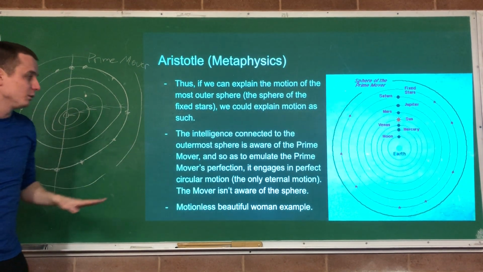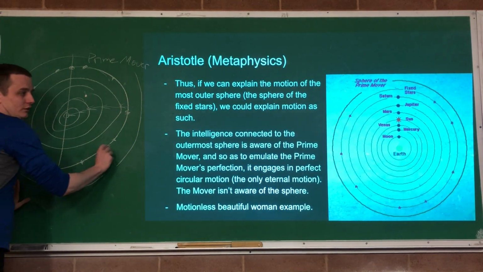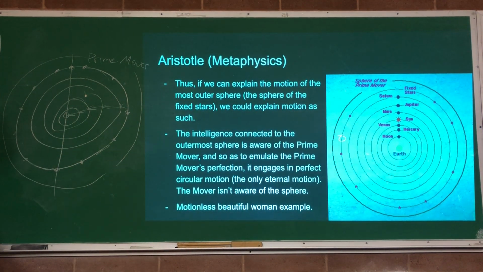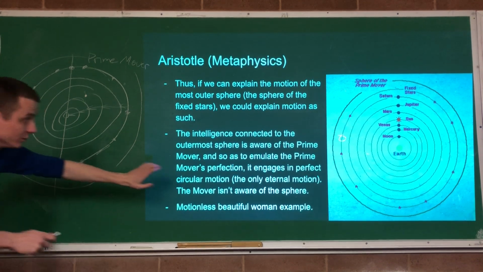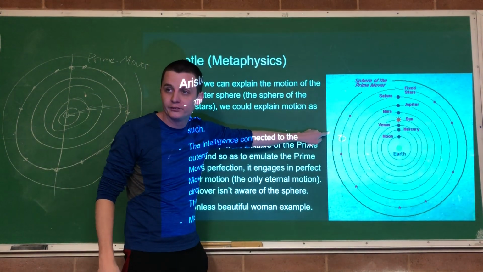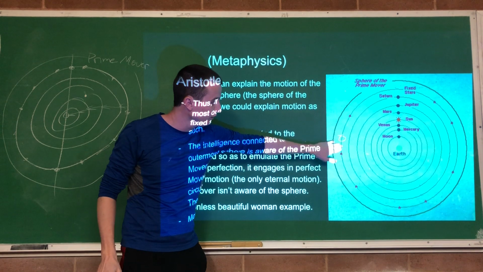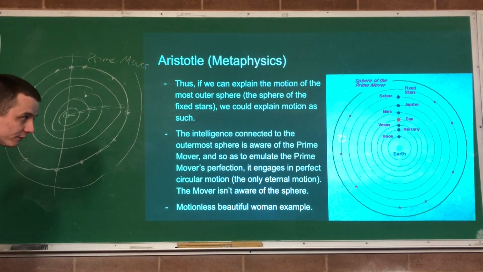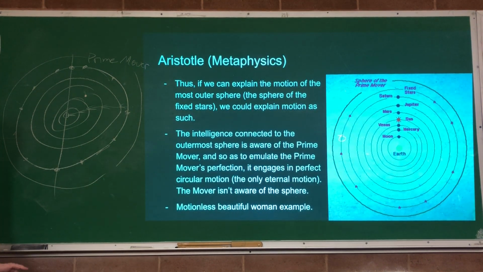So the intelligence is connected with the outermost sphere, with the sphere of the stars. Maybe I'll just do this picture. We're talking about this intelligence here right now. That intelligence is somehow aware of the prime mover. And so, as to emulate the prime mover's perfection, it engages in perfect circular motion. So, the intelligence attached with the fixed stars is aware of the prime mover, not vice versa. The prime mover is not aware of it. It's aware of the prime mover and wants to emulate the prime mover. And so, in an attempt to emulate the perfection of the prime mover, moves in perfect circular motion. And then that motion is communicated inwards to the inner spheres.